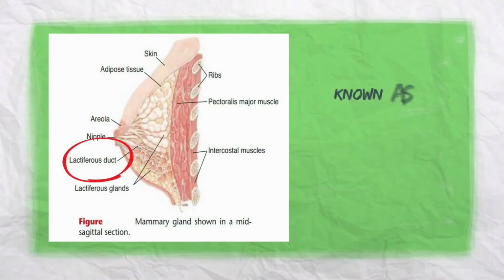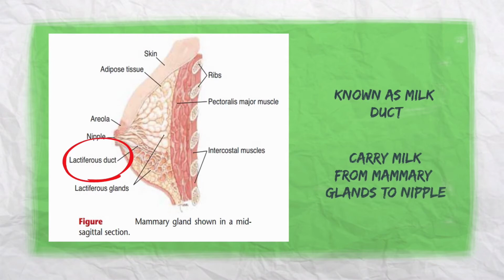The second structure is the lactiferous duct. Lactiferous duct, also known as milk duct, carries milk from the mammary glands to the nipple.